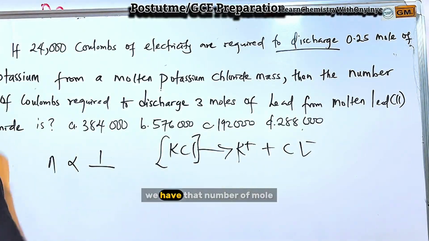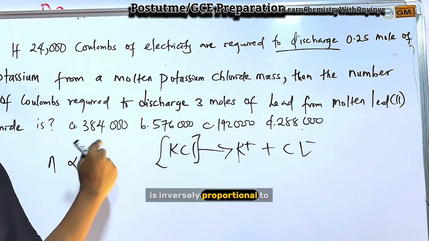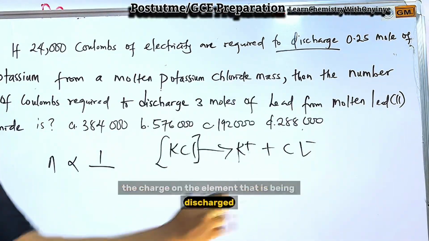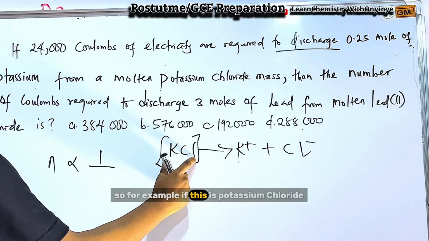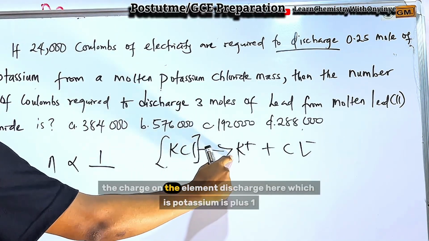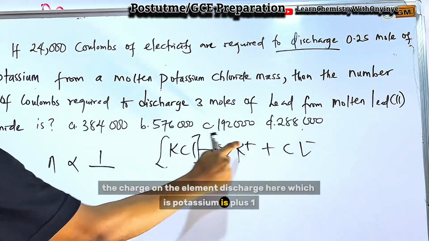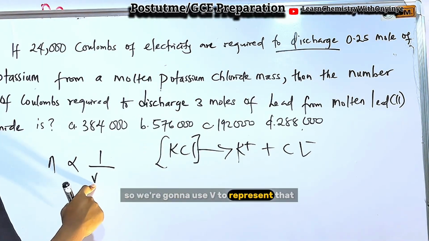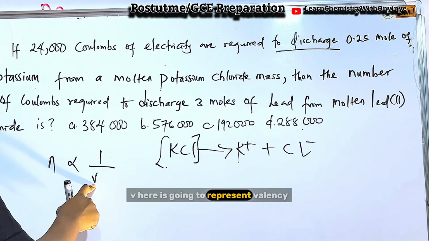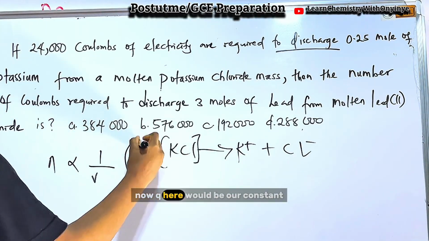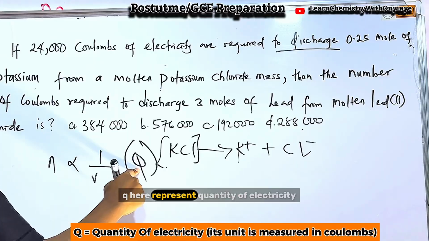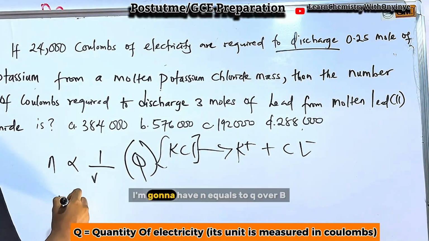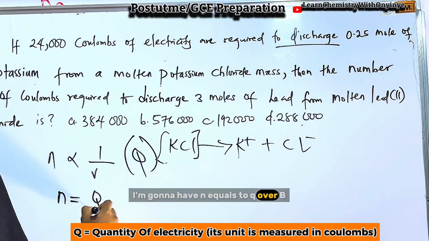Now, back to this. So we have that number of moles is inversely proportional to the charge on the element that is being discharged. So, for example, if this is potassium chloride, the charge on the element discharged here, which is potassium, is +1. So we're going to use V to represent that. V here is going to represent valency. Now Q here would be our constant. Q here represents quantity of electricity. So if we remove this proportionality sign, I'm going to have N equal to Q over V.